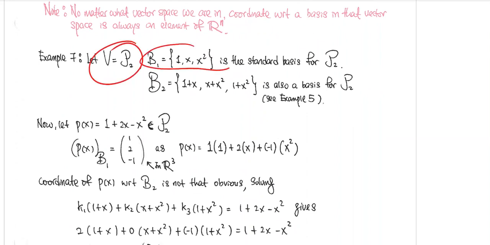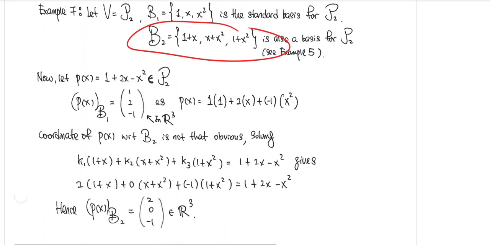What are the coordinates if you refer to the standard basis? So this is 1, 2, and -1. So this polynomial has coordinates 1, 2, -1 if you refer to this standard basis. Slightly harder is that, if you use this basis, so B2 changes to this basis, same polynomial, what are the coordinates? So you have to solve this, right?